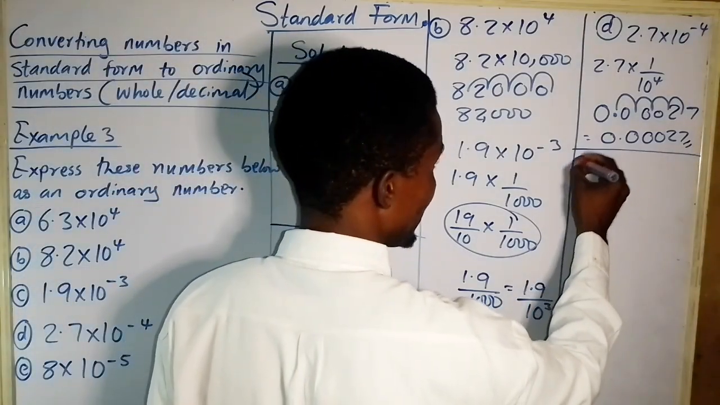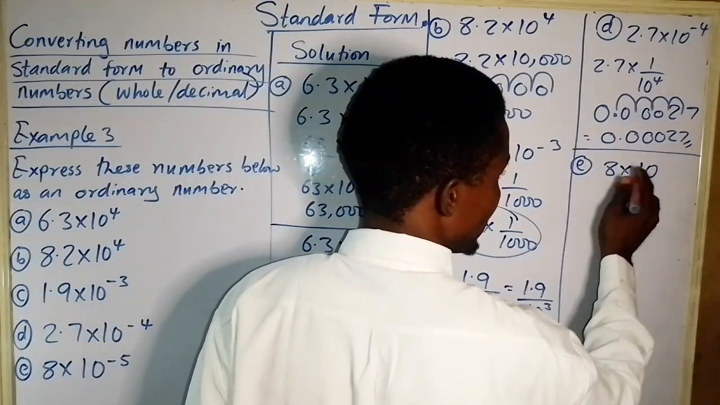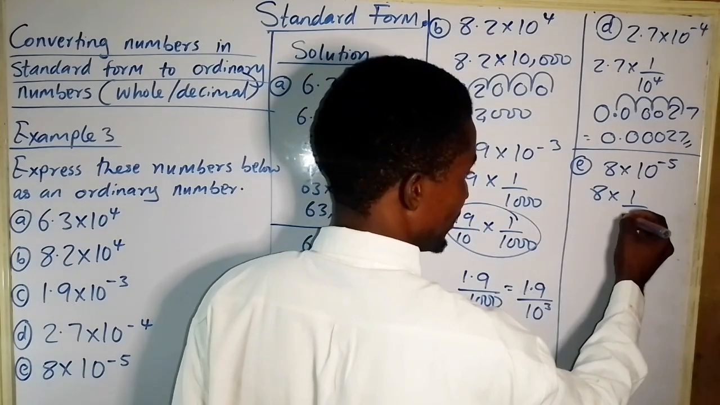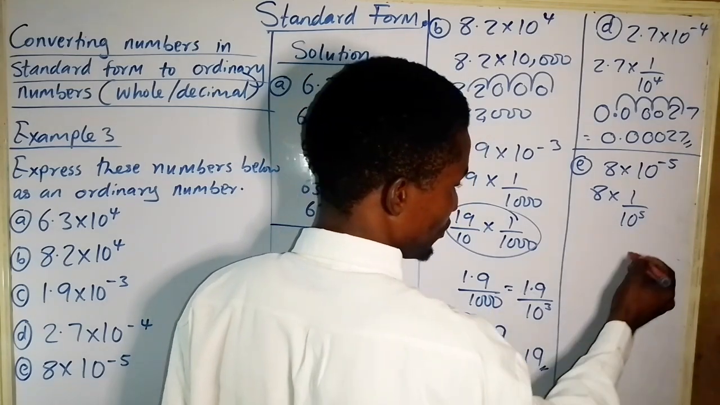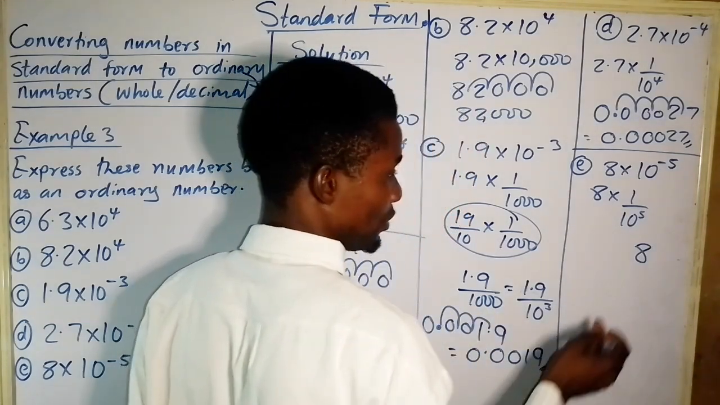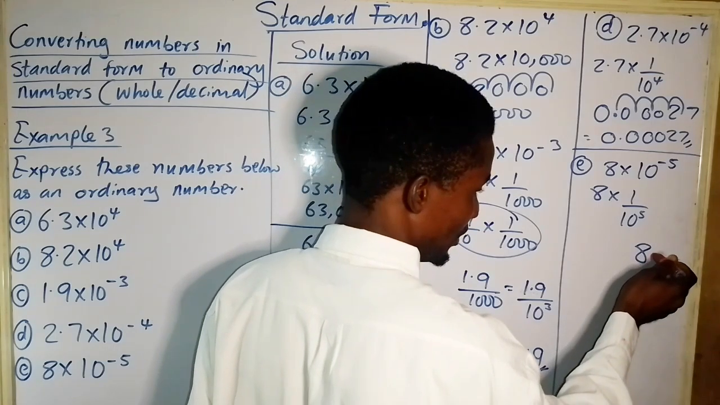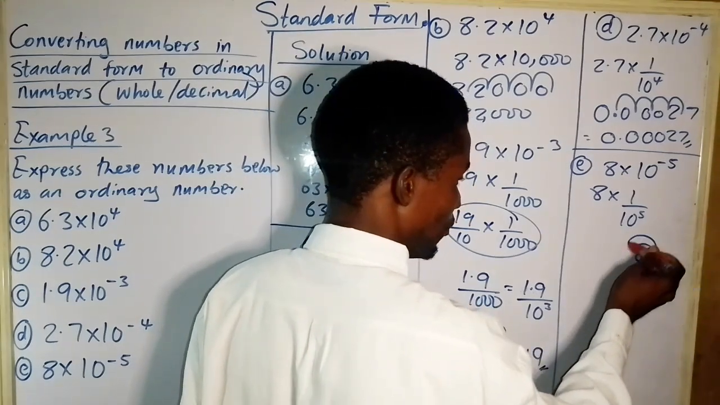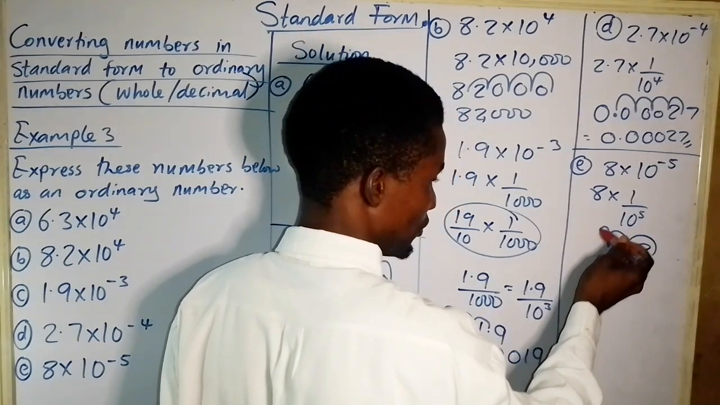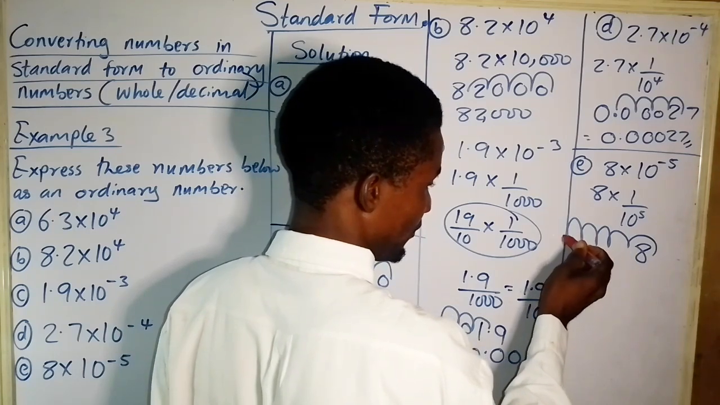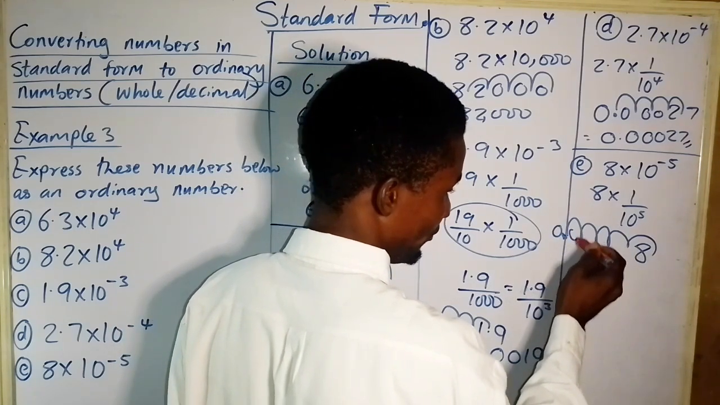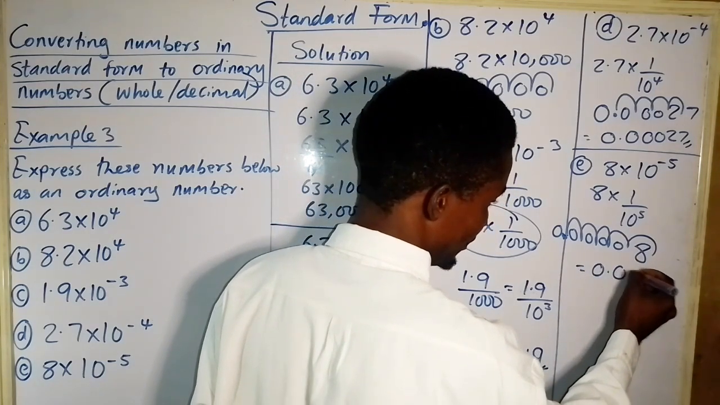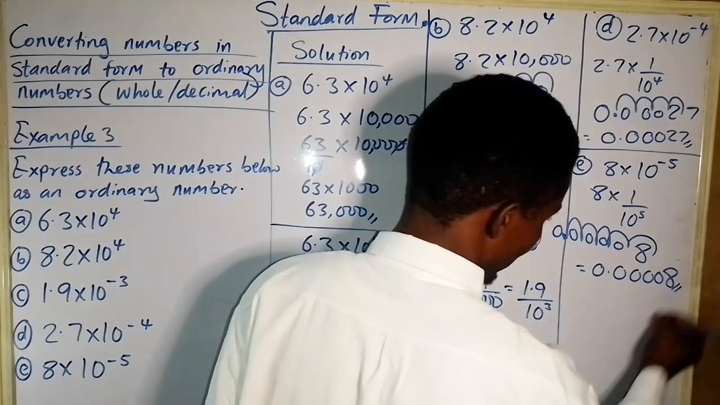So let's have the next one. If your E is 8 times 10 raised to power minus 5, so this is 8 times 1 over 10 raised to power 5. To go about this, you have your 8. We're going to move our decimal point from the back of the non-zero number 1, 2, 3, 4, and 5. Put your point here and fill up the empty spaces with 0. So the final answer will be 0.00008. That is your final answer.